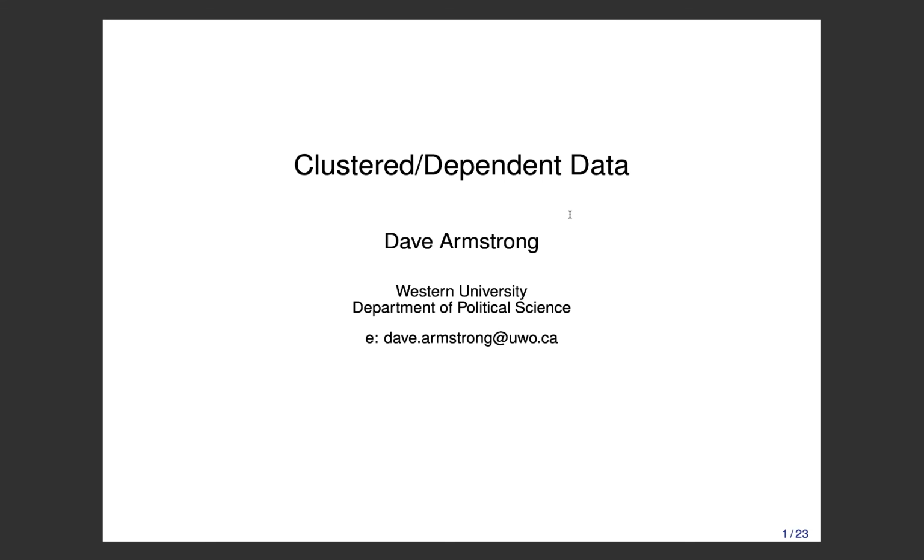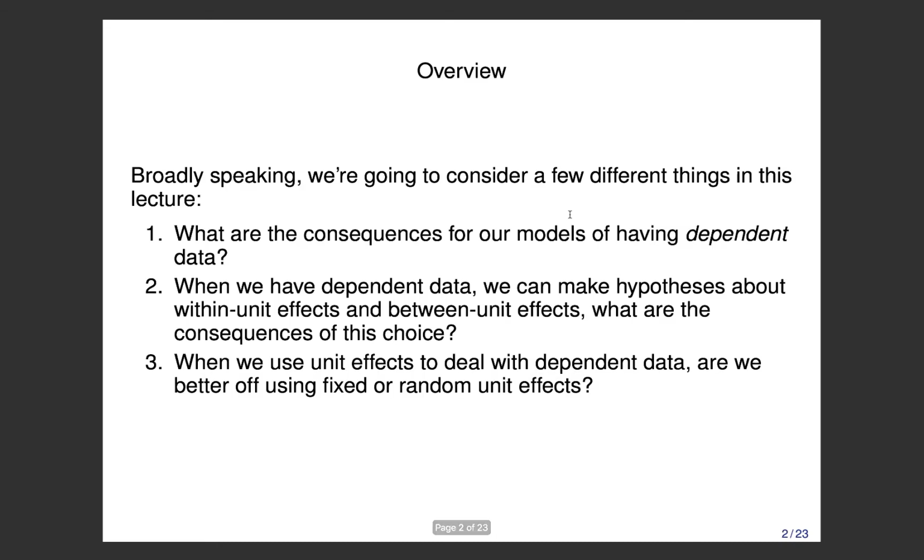In this lecture, we're going to talk about clustered or dependent data. And broadly speaking, we're going to consider a few different things in this lecture. So what are the consequences for our models of having dependent data? When we have dependent data, we can make hypotheses about within and between unit effects, and what are the consequences of this choice? And when we use unit effects to deal with dependent data, are we better off using fixed or random effects? And we're going to talk about all of these things in a lot more detail below.